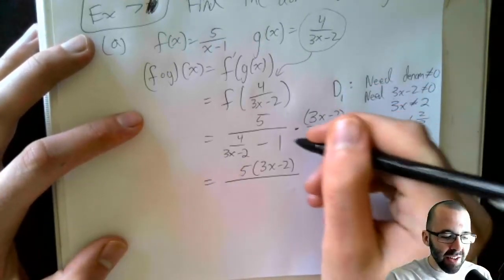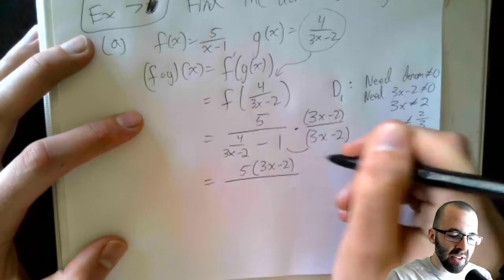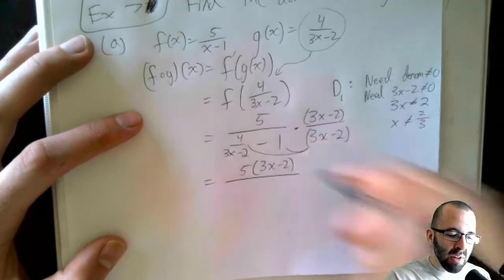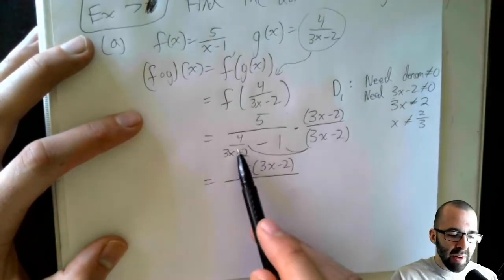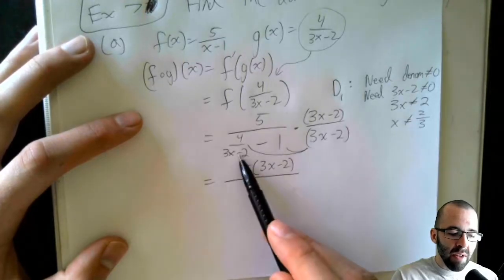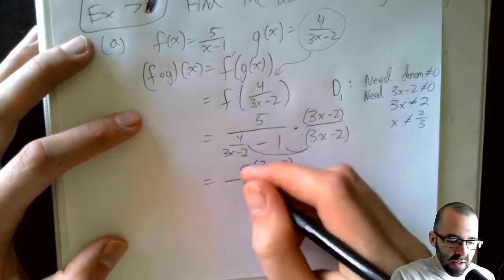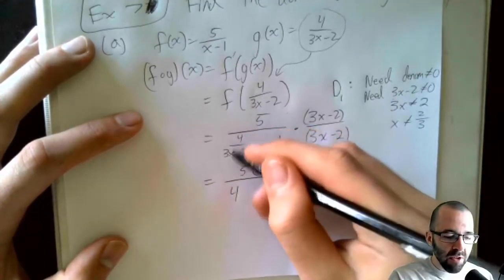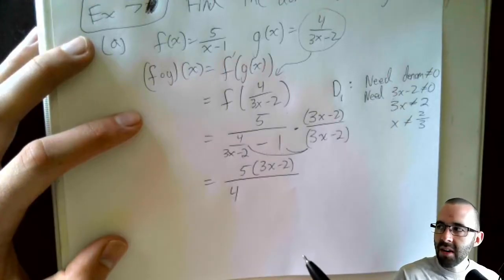And on the bottom, you have to be very careful. We have to distribute it. We have to multiply it by this 1 and multiply it by this fraction. But notice what happens when we multiply it by the first fraction. We've got a 3x minus 2 on the top and a 3x minus 2 on the bottom. When we multiply it on the first fraction, they cancel. So the whole first fraction just becomes a 4 because this cancels with the denominator.